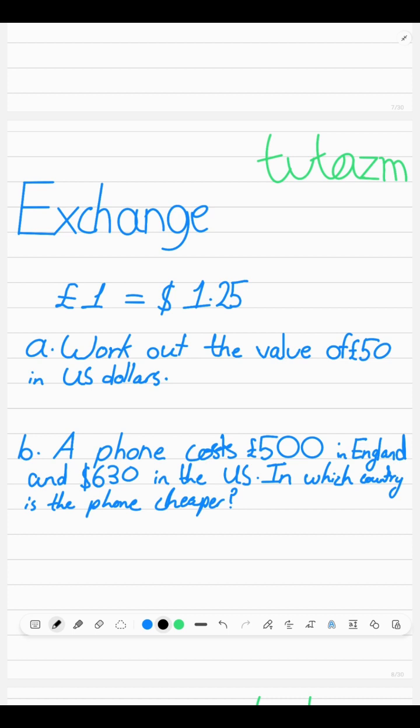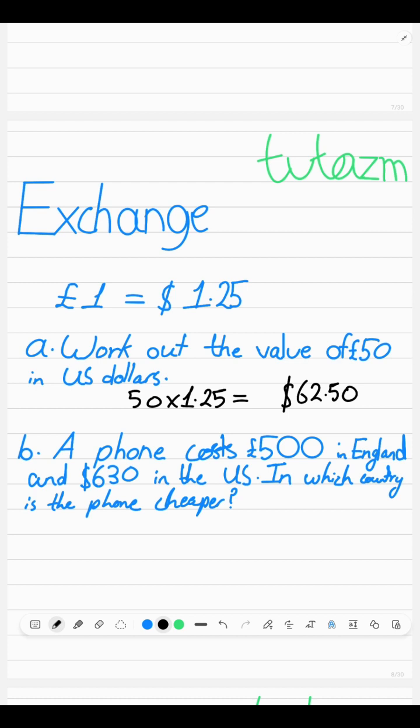So simply, if you want to do this, you just multiply 50 by 1.25, because every one of those £50 is equal to $1.25, and what that would give us would be, put that into a calculator again, 50 times 1.25 gives us $62.5, or $62.50. Always have to give it to 2 decimal places, remember.